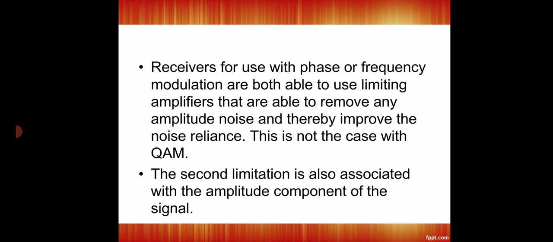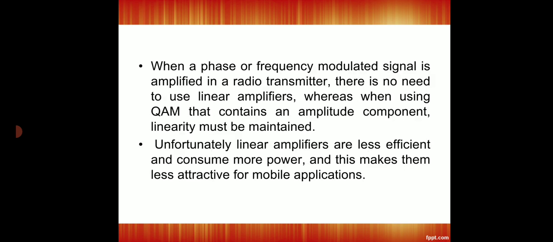The second limitation is also associated with the amplitude component of the signal. When phase or frequency is modulated in a radio transmitter, there is no need to use linear amplifiers, whereas with QAM, which combines the amplitude component, linearity must be maintained. Linear amplifiers are less efficient and consume more power, and this makes them less attractive for mobile applications.